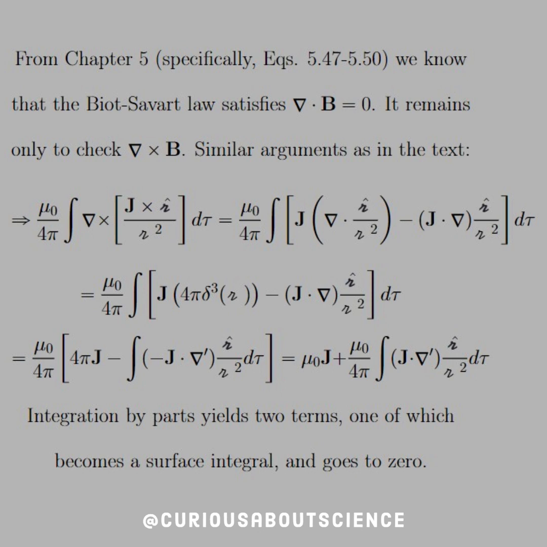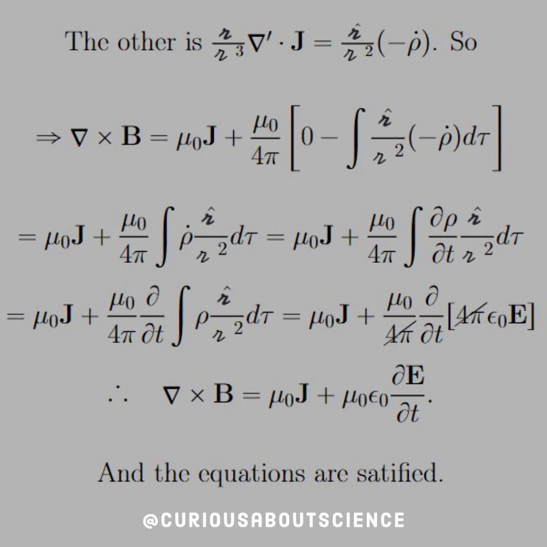Now we're only left with the negatives here because what we're doing is putting in the prime coordinates, and with that we see that we have mu naught J after the 4 pi's cancel, plus mu naught over 4 pi integral of J dot del prime of r hat over r squared d tau. Integration by parts yields two terms, one of which becomes a surface integral and goes to 0. The other is script r hat over script r squared times del prime dot J, which we know is equal to negative rho dot from the continuity equation. So we plug this in, and we have mu naught J plus mu naught over 4 pi times the surface integral, which goes to 0, minus the integral of r hat over r squared times negative rho dot d tau.